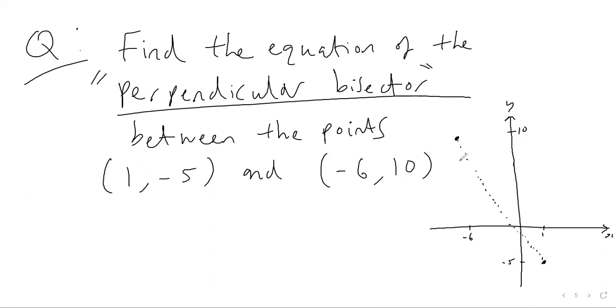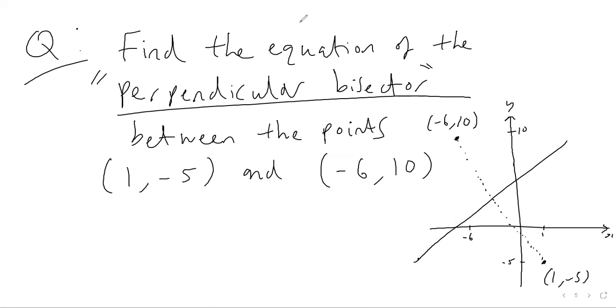So I've drawn a sketch here. It's got to be perpendicular, so maybe it could be like this, it could be like that. But it's a bisector. So if you bisect something, you chop it in half, basically. So it's got to go through the midpoint between this coordinate, minus 6, 10, and also this second coordinate down here, or the first one in my sentence, 1, minus 5. So it's got to go through halfway across, and it's got to be perpendicular.